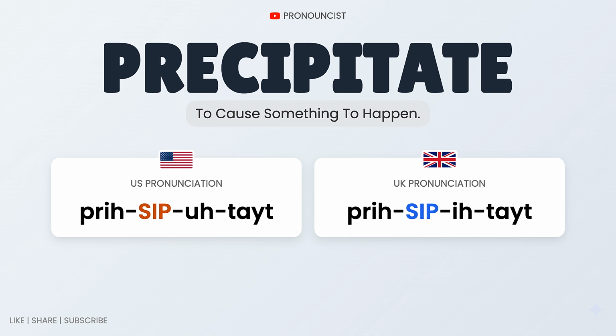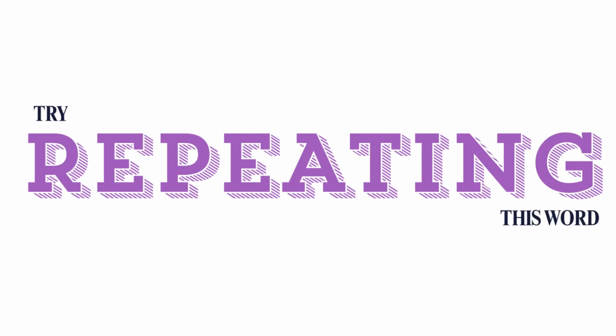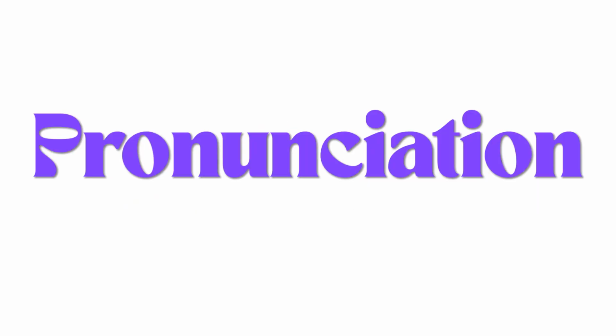The best way to practice is to repeat the syllable multiple times. The meaning of the word is to cause something to happen. Try repeating this word several times to improve your pronunciation.